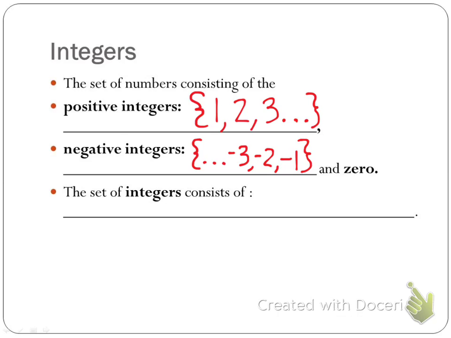So when we go to write the whole set of integers, I'm going to write mine below the line because I don't think I'll be able to fit it on the line. We put all those sets together.